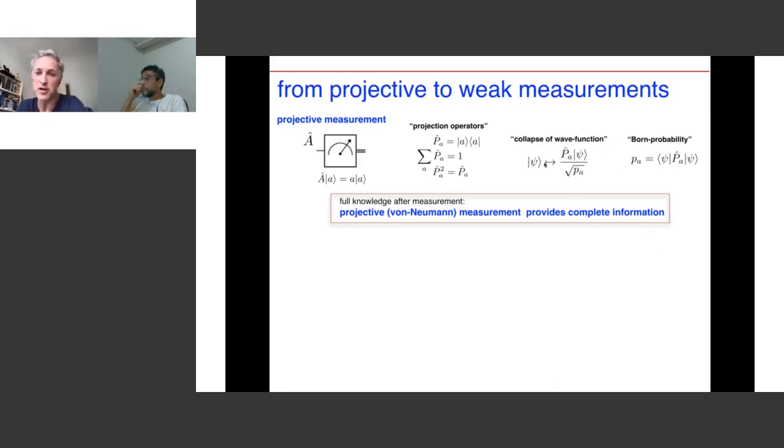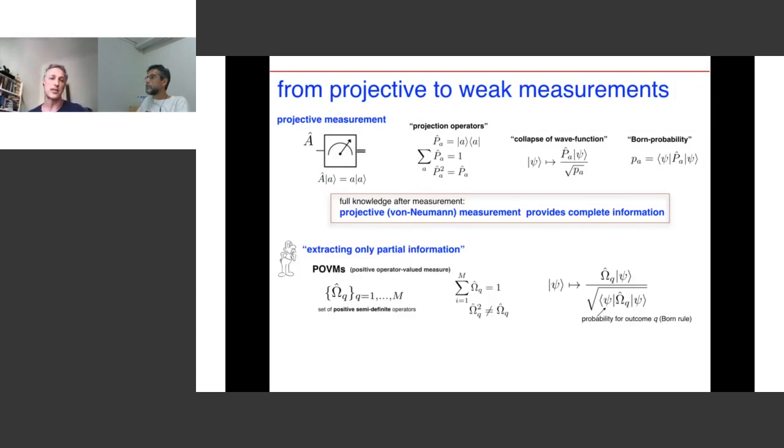So the state after the measurement is described by the projection of your state onto the eigenstate of the measurement operator, and this then has to be normalized by dividing by the square root of the probability to actually find the eigenvalue corresponding to the eigenstate. This probability is given by the matrix element, the Born probability.